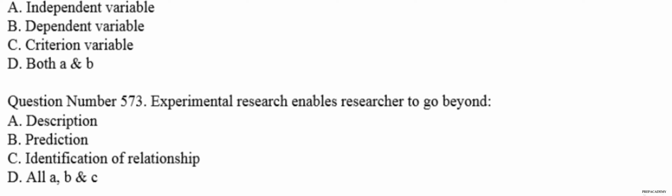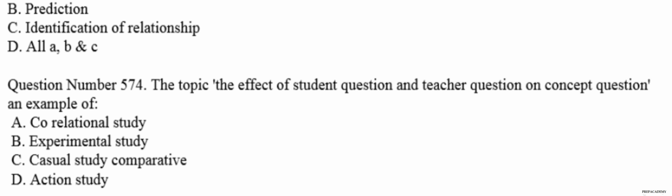Question number 573. Experimental research enables the researcher to go beyond A. Description. B. Prediction. C. Identification of relationship. D. All A, B and C. The correct answer is option C. Identification of relationship.